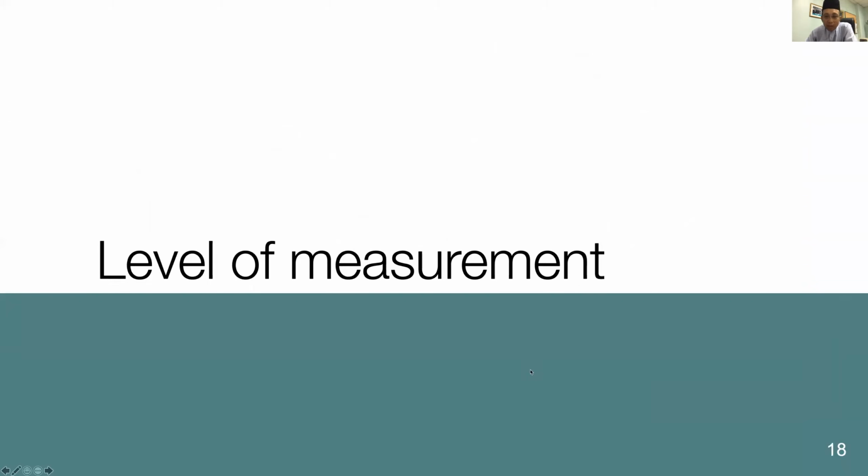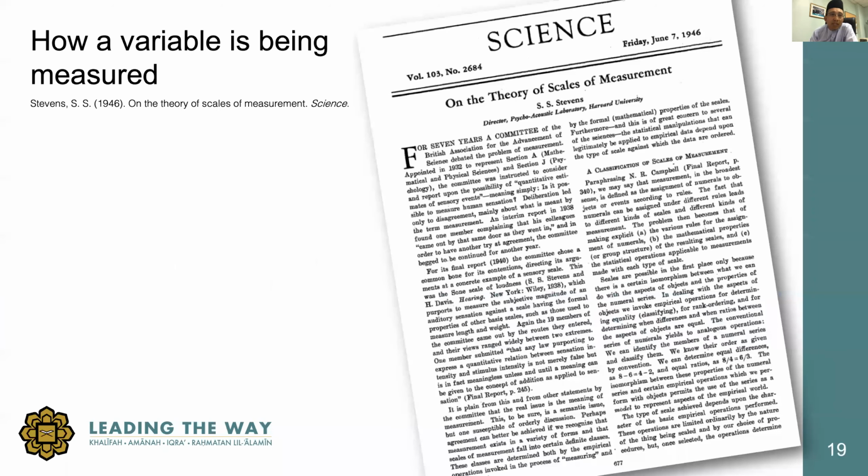I'm going to the next one, level of measurement. The third thing you need to understand. The first one is the representativeness. Number two is about relationship. Number three is about level of measurement. So now you know the importance of the variable. The next important thing is to understand what the variables are, I mean, how to measure those variables.